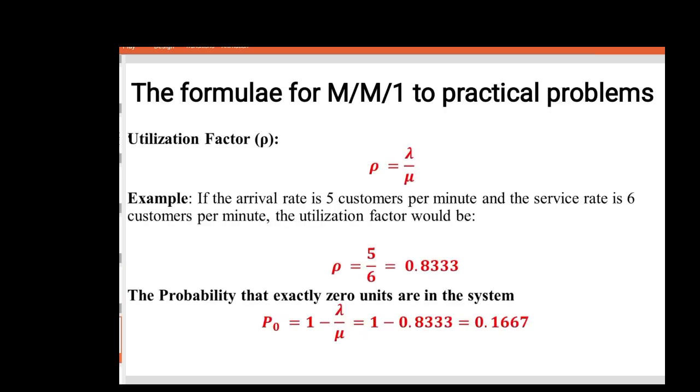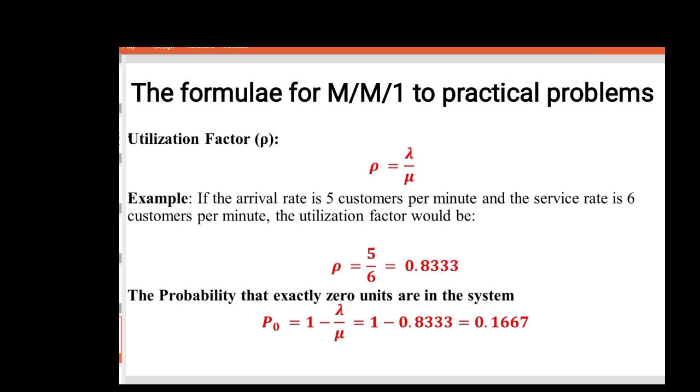Now we go to formulae for the M/M/1 applied to practical problems. Utilization factor: we've seen that the utilization factor is given by rho equal to the arrival rate divided by the service rate. Given a simple example, with an arrival rate of 5 and a service rate of 6, the utilization factor is simply 5 divided by 6, which gives you 0.83. That's about 83% of the time the system is busy.